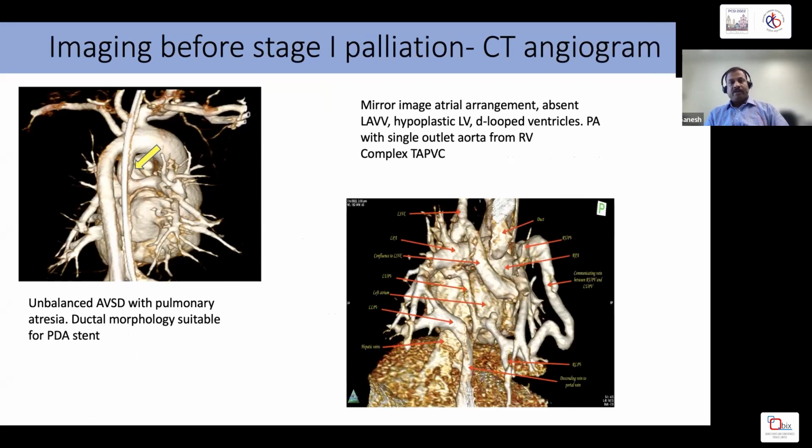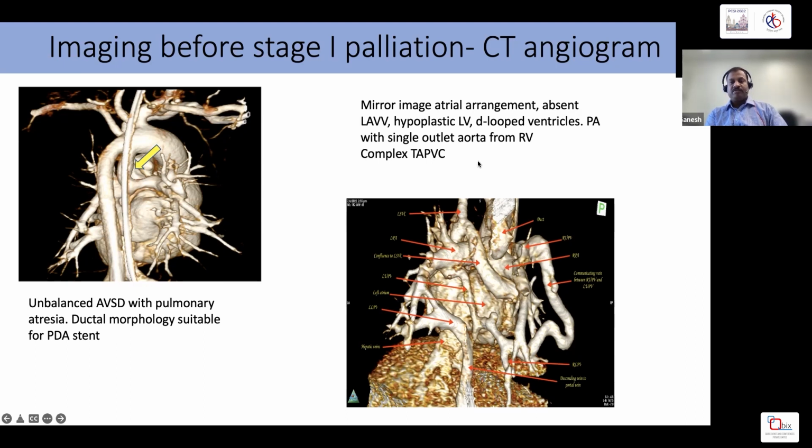Few examples where we have used CT angiogram before stage 1 palliation. This first patient is an unbalanced AVSD with pulmonary atresia. CT was done for ductal morphology. So you can see the duct coming up the undersurface of the arch with a straighter course, and this patient underwent successful ductal stent.